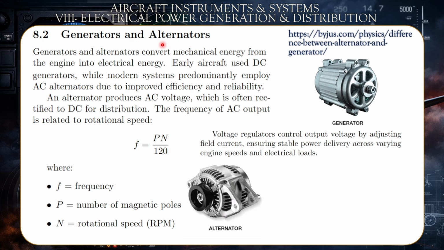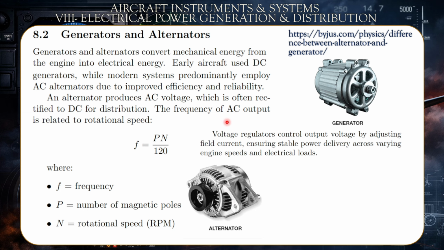8.2 Generators and alternators. Generators and alternators convert mechanical energy from the engine into electrical energy. Early aircraft used DC generators, which are like the dynamo within your own car, while modern systems predominantly employ AC alternators due to improved efficiency and reliability. An alternator produces alternating current or AC voltage, which is often rectified to DC for distribution.